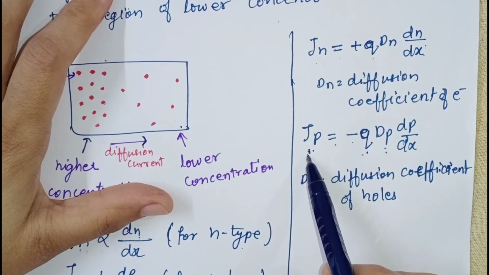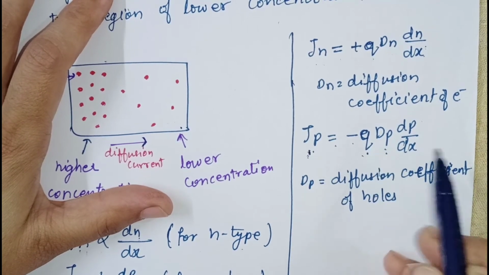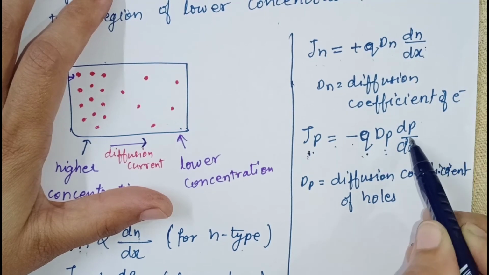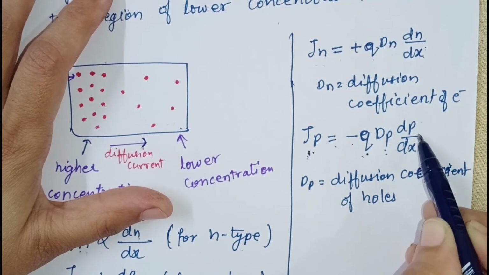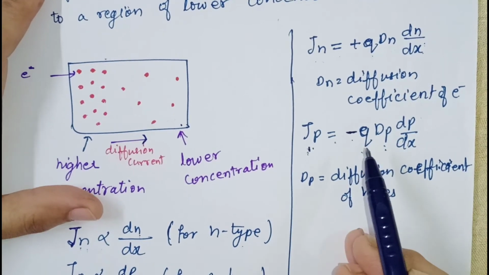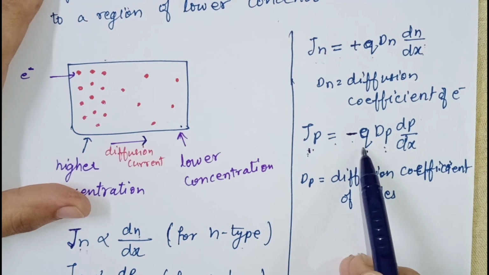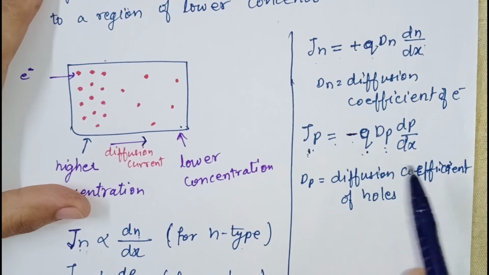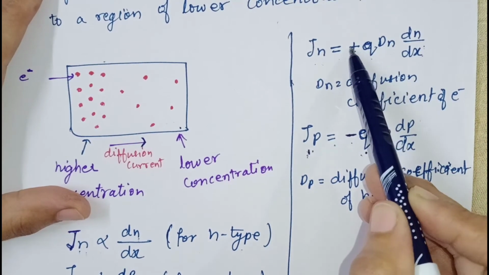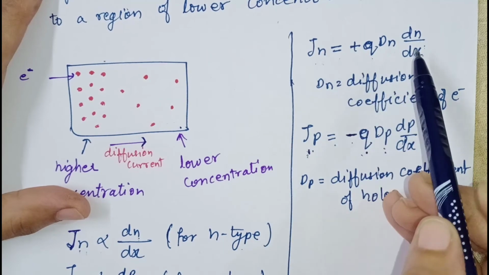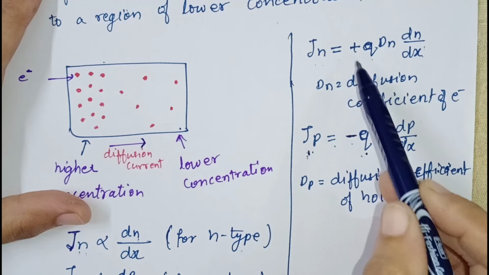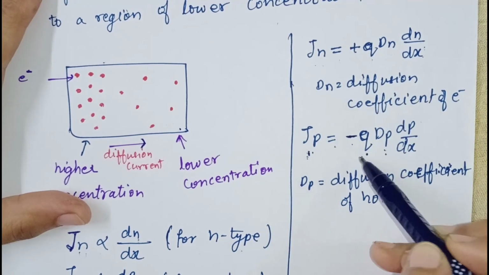Similarly, this is the diffusion current density of holes. This is charge on holes and this is diffusion coefficient of holes and this is concentration gradient of holes. It has a negative sign. This is because the direction of current in this case is opposite to the direction of diffusion, and this positive sign because the electrons move in the direction of the diffusion current. So the signs are according to the direction of motion.